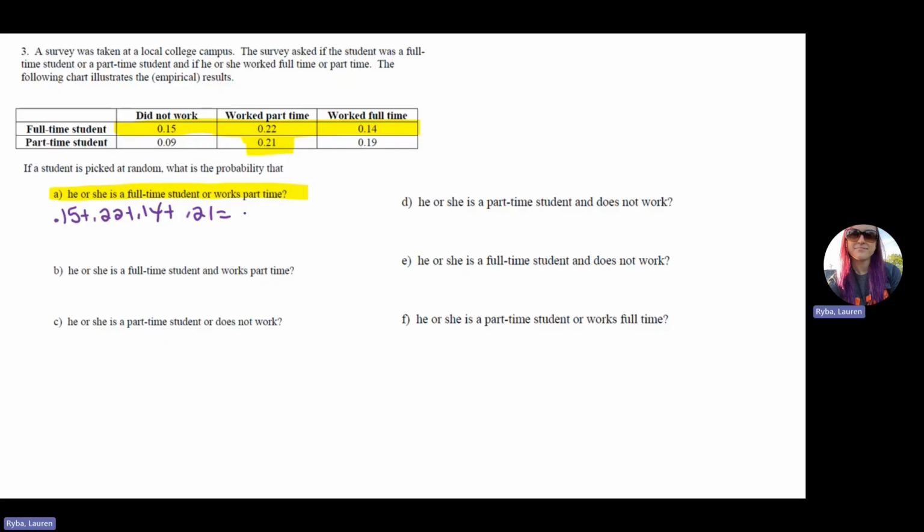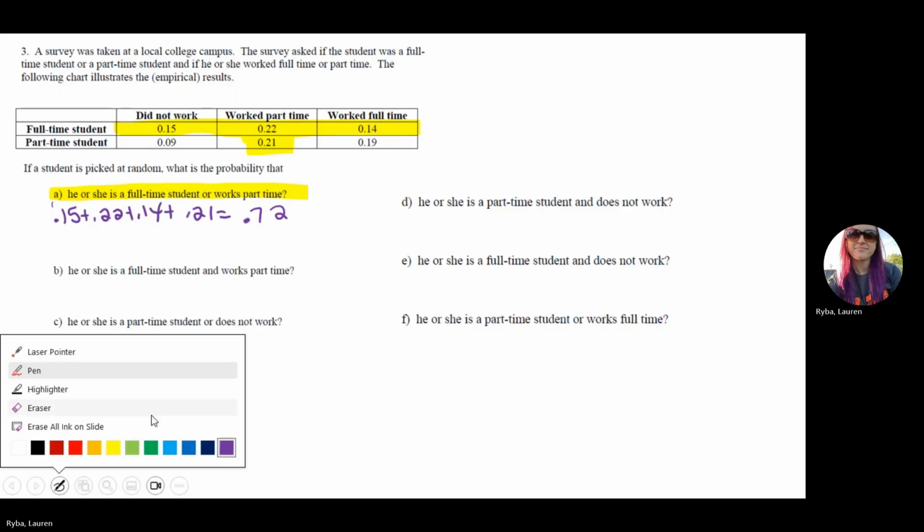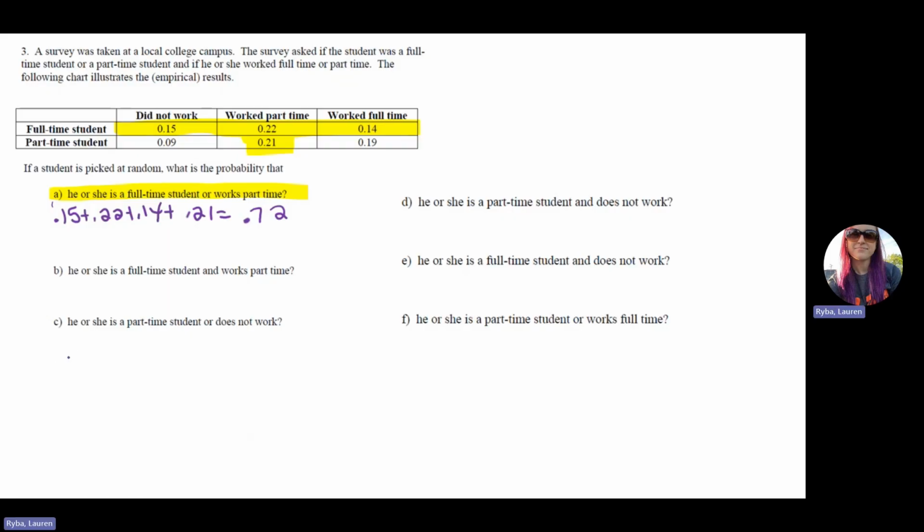If I add all of those together, 9, 10, 2, carry the 1, 2, 4, 5, 6, 7. 0.72 is going to be my total for that one. And you want to make sure you're reading carefully. When it's an "or," you're going to add all of them together.